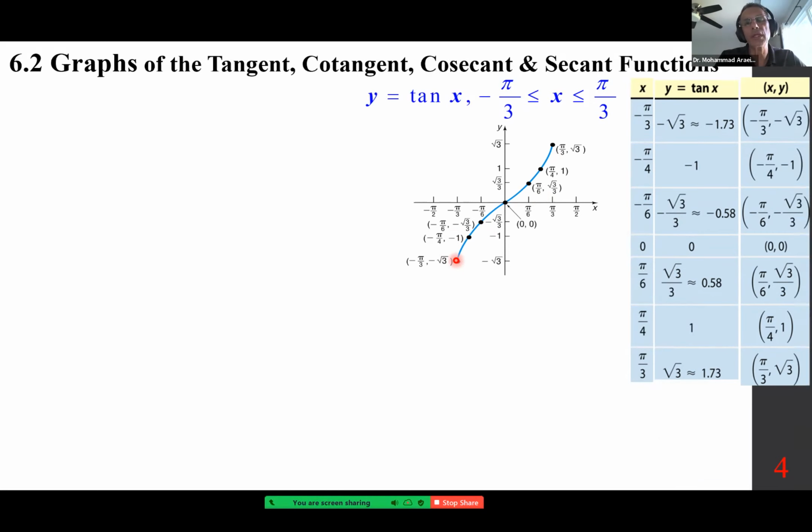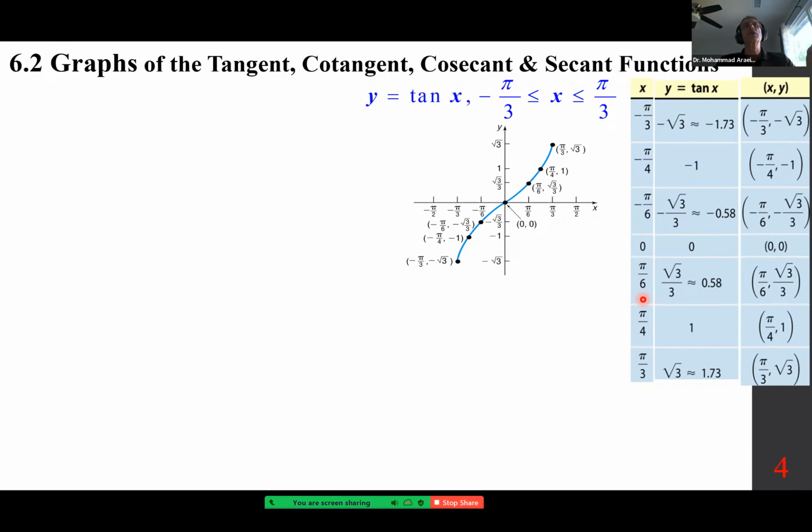Notice we're going to go from negative pi over 3 to pi over 3, just because of the restriction. Just to give you an idea, if we were to graph tan x in general, then we don't pay attention to this restriction, and sky is the limit. See, so we basically get the same answers if we use those.